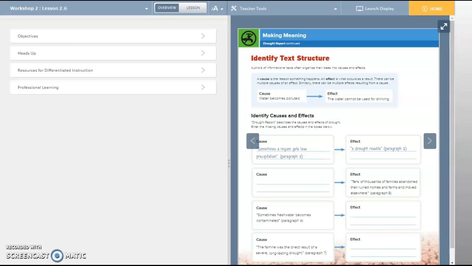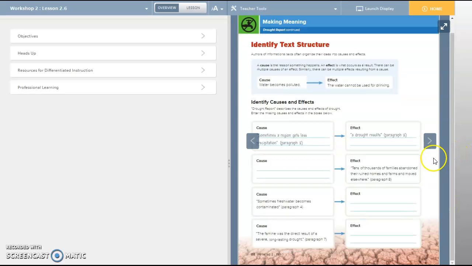So we are covering pages 88 and 89 of our real book.